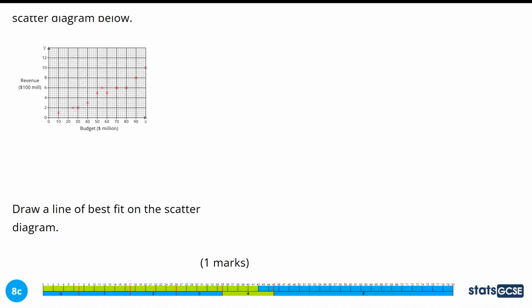Draw a line of best fit on the scatter diagram. When drawing a line of best fit, there's a couple of rules. The first one is the line must go with the data. So if you draw a line down like that, that's not going to be good.